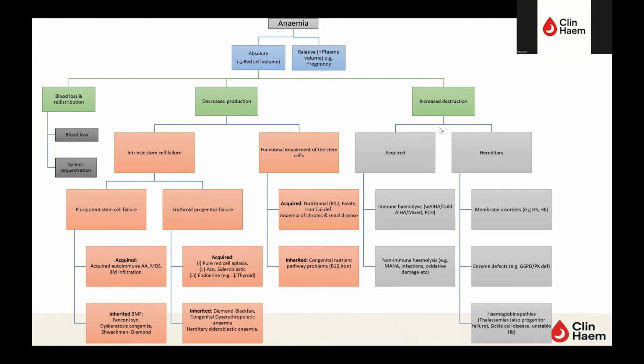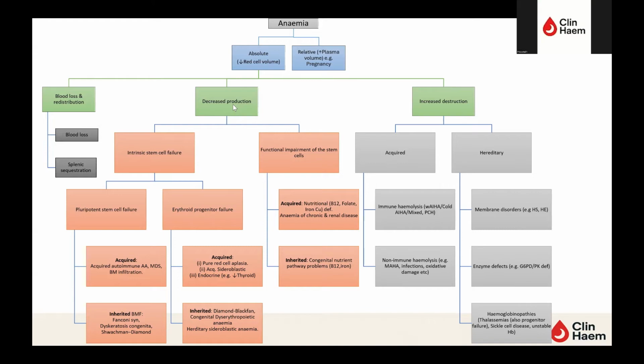Everything can be acquired or hereditary, but in increased destruction, acquired, of course, we did a very lengthy session on immune hemolysis last time, so that's one of the most important causes. And there are non-immune causes for hemolysis as well, as you know, which include MAHA, infections, etc. In the hereditary causes, red cells only have three things: membranes, some enzymes in the cytoplasm, and hemoglobin. So a problem with any one of them can cause hemolysis, and these are, of course, as you know, inherited.